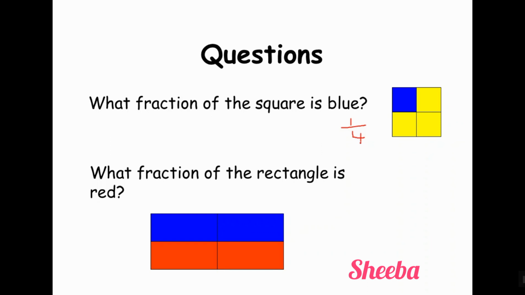What fraction of the rectangle is red? Here the rectangle is divided into four equal parts. Out of that, two parts are red. So the fraction for the red part is 2/4.